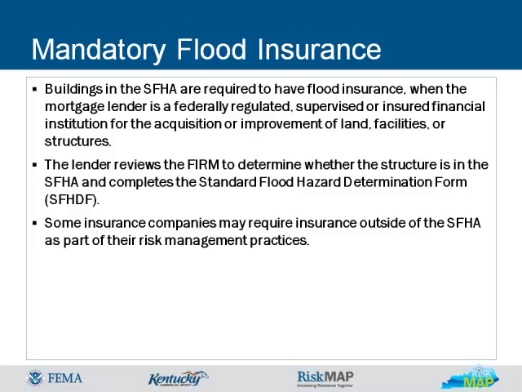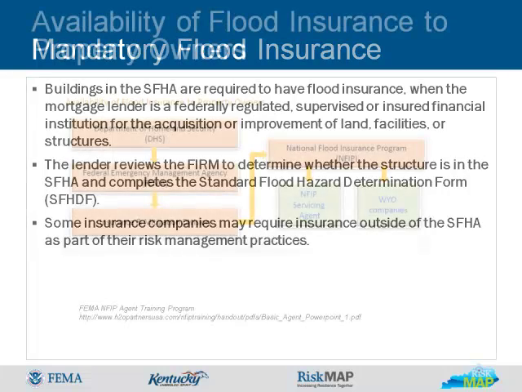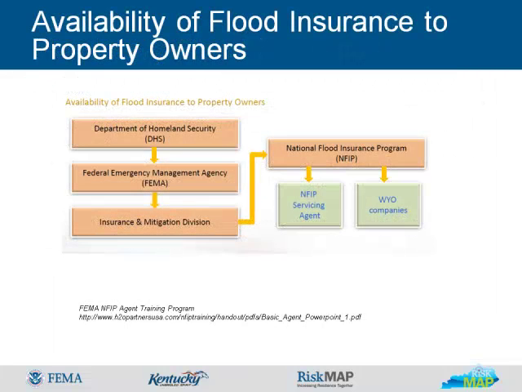The lender reviews the current National Flood Insurance Program maps for the community in which the property is located to determine its location relative to the published special flood hazard area and completes the standard flood hazard determination form. A similar review and notification are completed whenever a loan is sold on the secondary loan market or perhaps when the lender completes a routine review of its mortgage portfolio. The figure on this slide illustrates the availability of flood insurance to property owners.